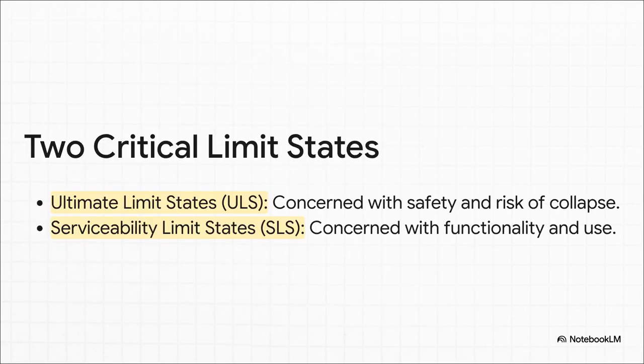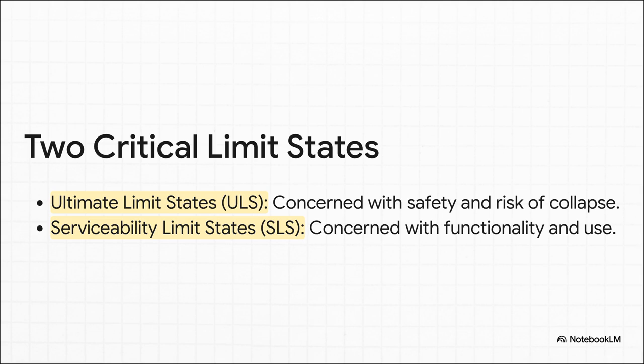And these failure points, these limit states, are broken down into 2 main categories. First up, you've got the big one, the ultimate limit state, or ULS. This is all about safety, about preventing a collapse, about protecting lives. It's the absolute bottom line.